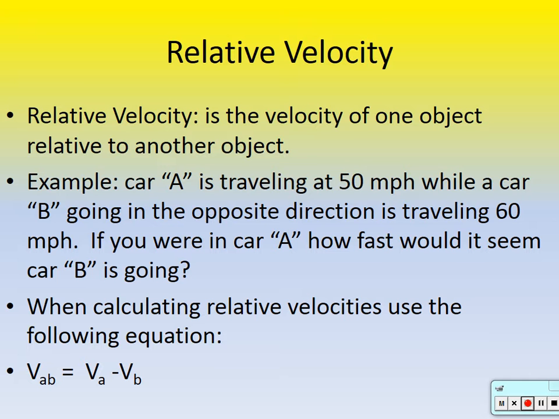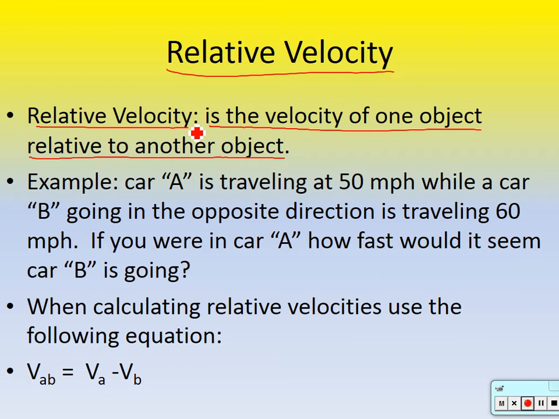Okay, one last section on this video. We're going to talk about relative velocity or relative motion. Okay? Relative velocity, you're supposed to write it down in your books. Relative velocity is the velocity of one object relative to another object. So another way of saying that is the velocity of one object compared to another object. That's what relative velocity means.